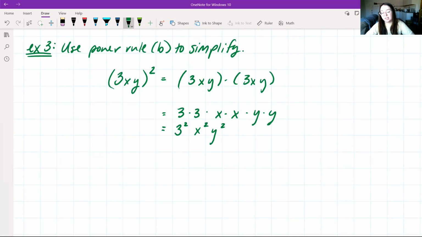So we've successfully now distributed our power to each factor of our base. We can take this one step further. 3 to the power of 2 is going to be 9. So we can write this again as 9 times x squared y squared.